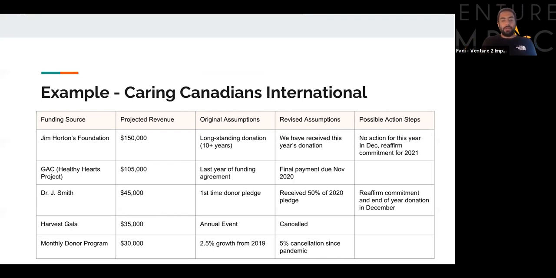And then a monthly donor program where we have people donate on a monthly basis. We're generating $30,000. We expected to see 2.5% growth from 2019, but what we actually saw is a 5% cancellation due to the pandemic. So maybe people lost their jobs, maybe people aren't in a position to contribute monthly, and so Caring Canadians International just didn't see that revenue go how it assumed.